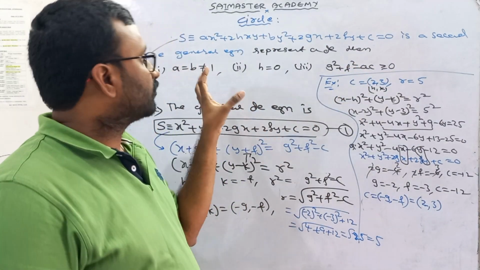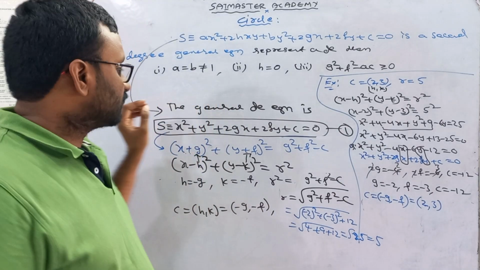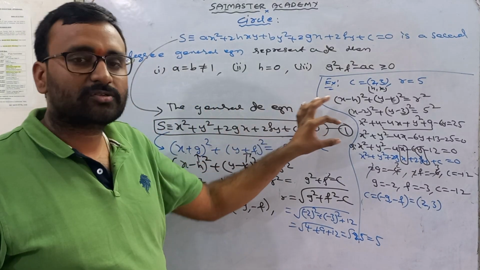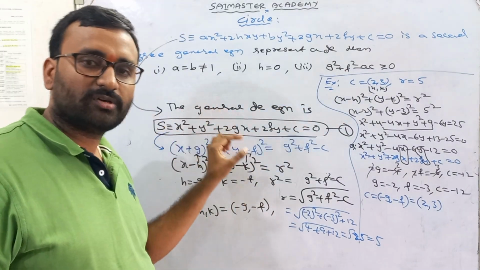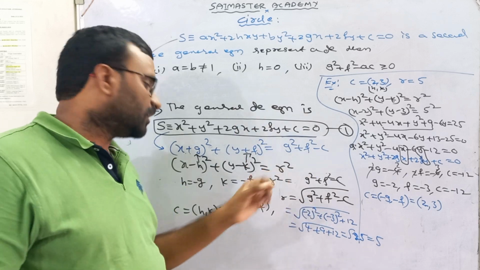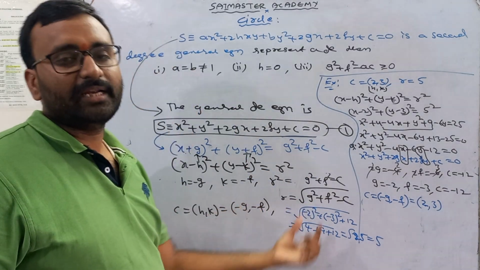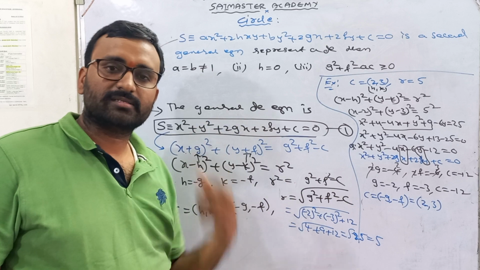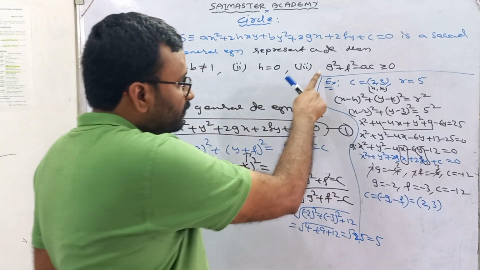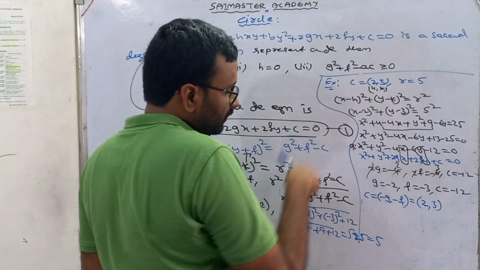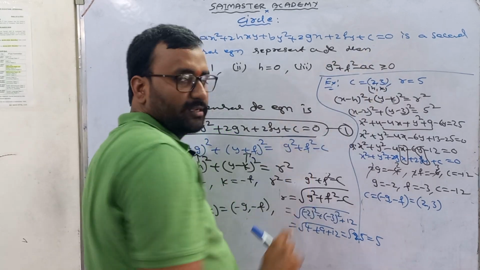Okay, so this is about the general form of the circle. The general form of the circle is this only: x square plus y square plus 2gx plus 2fy plus c equal to 0, with the center minus g, minus f, with the radius root over g square plus f square minus c. That's why only g square plus f square minus c should be greater than or equal to 0.